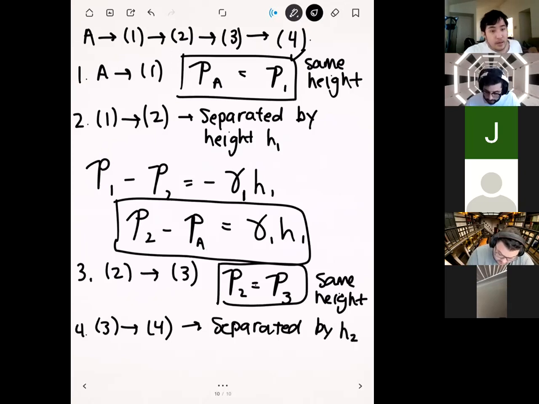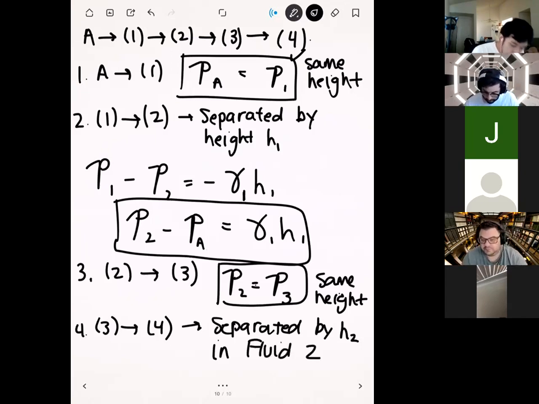And then finally, we can go from point 3 to point 4. These guys are going to be separated by a height h2 in fluid 2. We can use the same formula here to compute the pressure difference between point 3 and point 4. But before I do that, are there any questions on this slide before I continue?